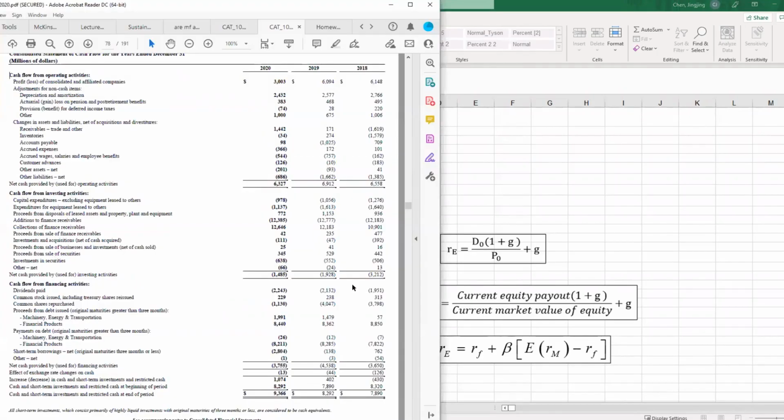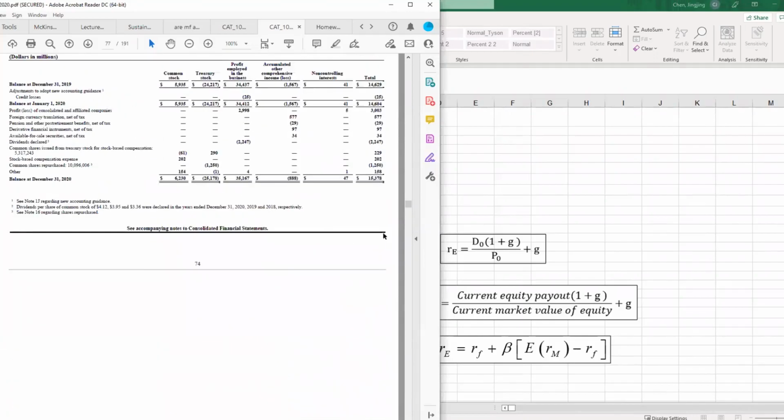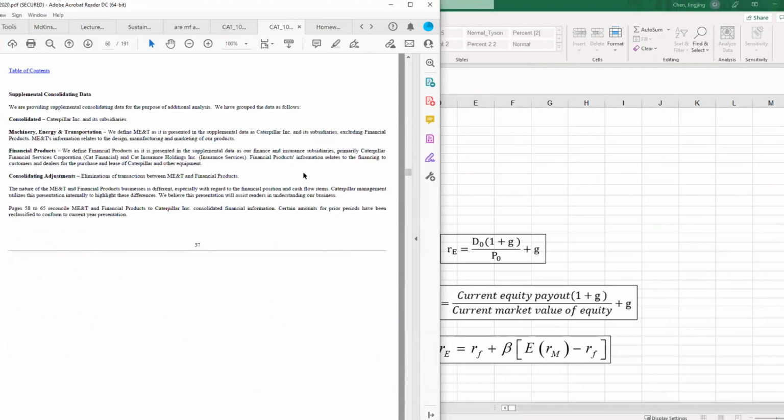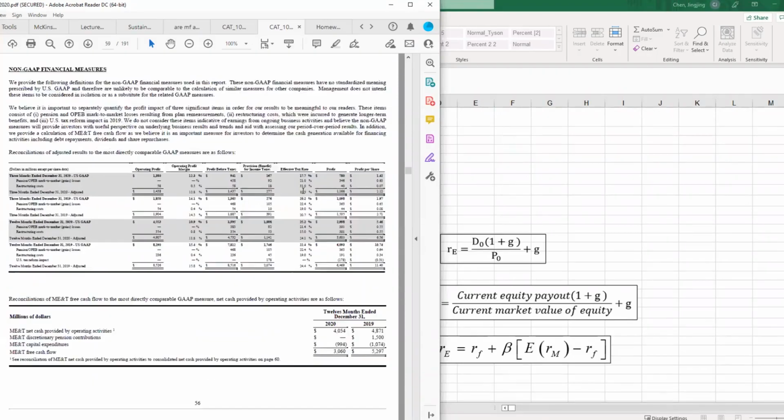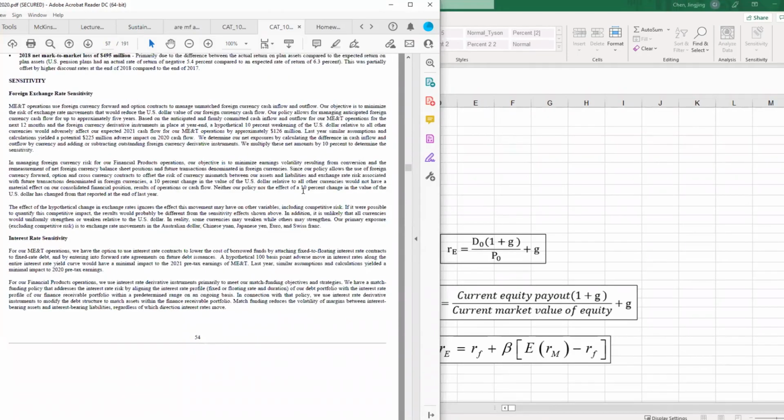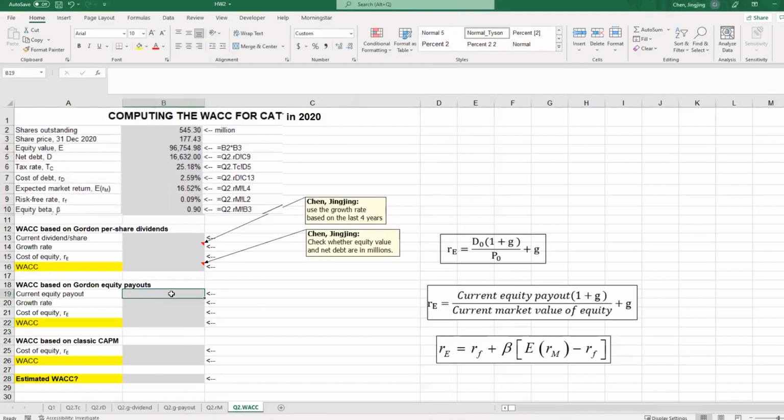If it's extracted from the 10-K, then we probably want to know that the company's managers, the accountants and all those teams wrote so many words trying to explain each of those numbers. You can go ahead and search for their explanation of the numbers that you use. So why do we have some outliers, for example, for the equity payout? And then how do you decide the final weighted average cost of capital for CAT?